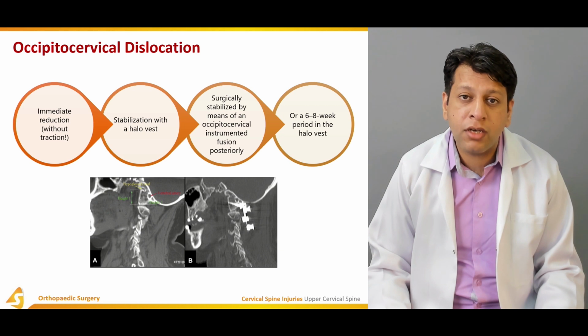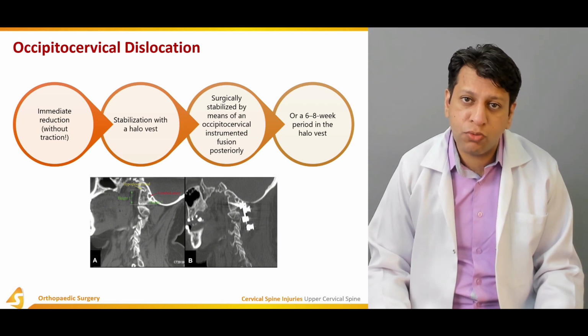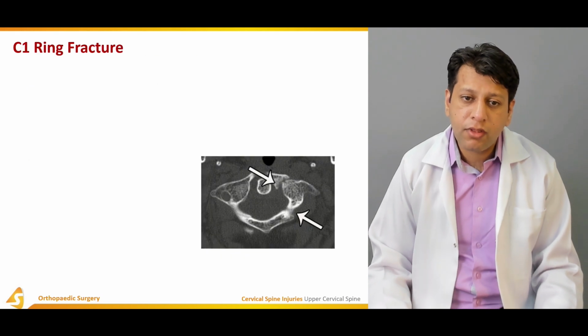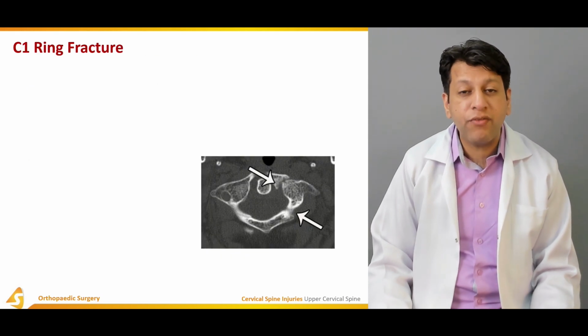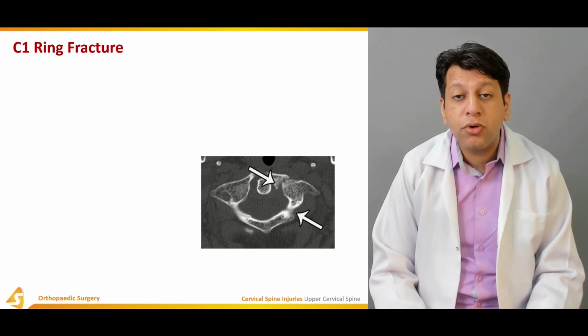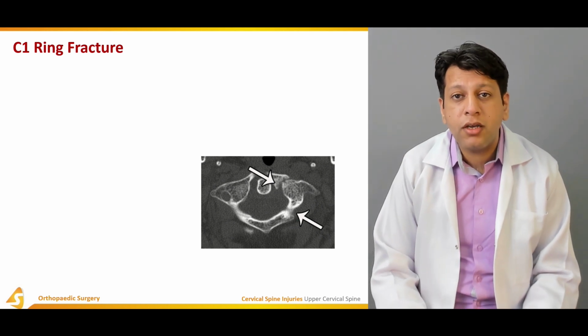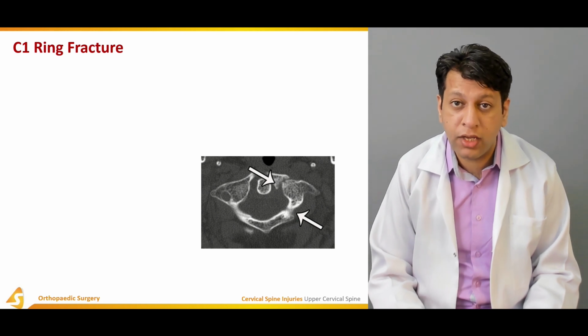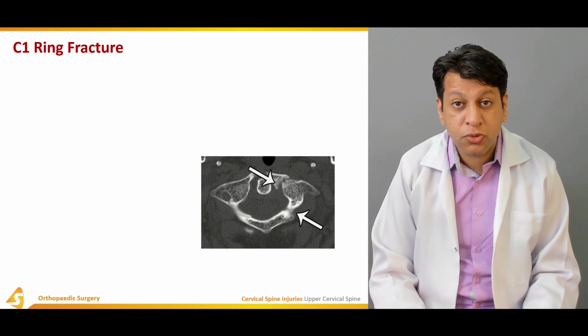And the patient's neck can be immobilized in a halo vest for 6 to 8 weeks, and then it will be reassessed at times. Now coming to the C1 ring fractures, these are very important because the C1 vertebra is a vertebra which is like a ring which actually has no body. It has anterior arches, it has posterior arches, and it can get fractured as well.